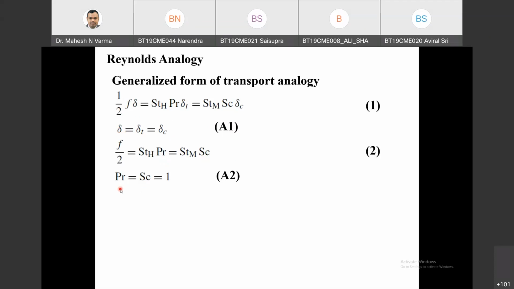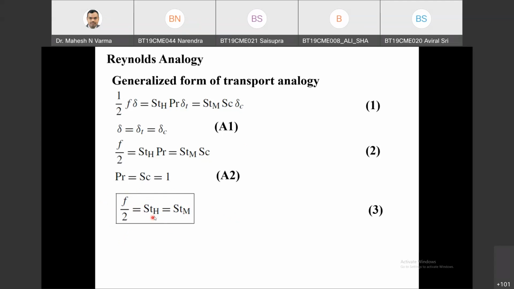Secondly, Prandtl number and Schmidt number equal 1, and this is true only for gases. So if I incorporate this, Prandtl number equals 1 and Schmidt number equals 1. What analogy I will get is f by 2 equals Stanton number for heat transfer equals Stanton number for mass transfer. This is called the Reynolds analogy. For heat transfer, the Stanton number involves the heat transfer coefficient. For mass transfer, the Stanton number involves the mass transfer coefficient.